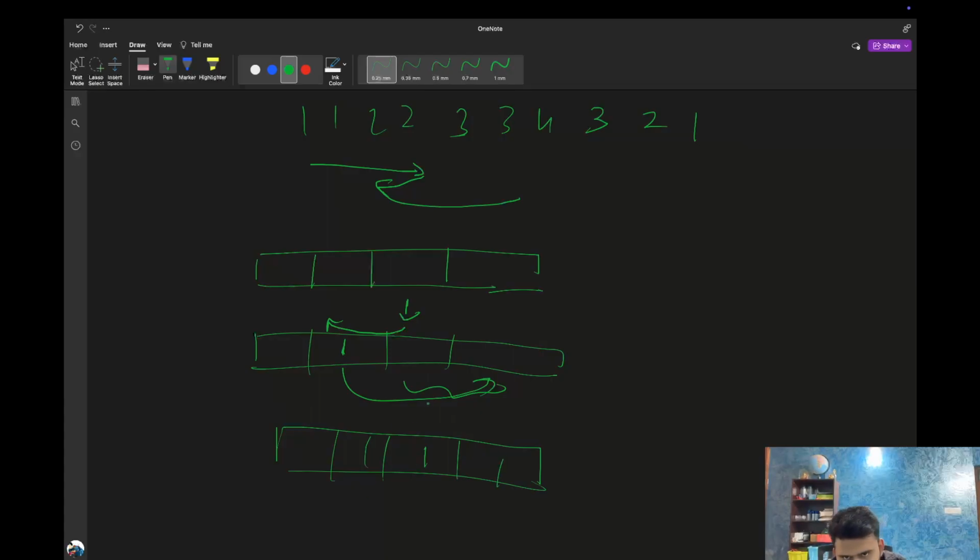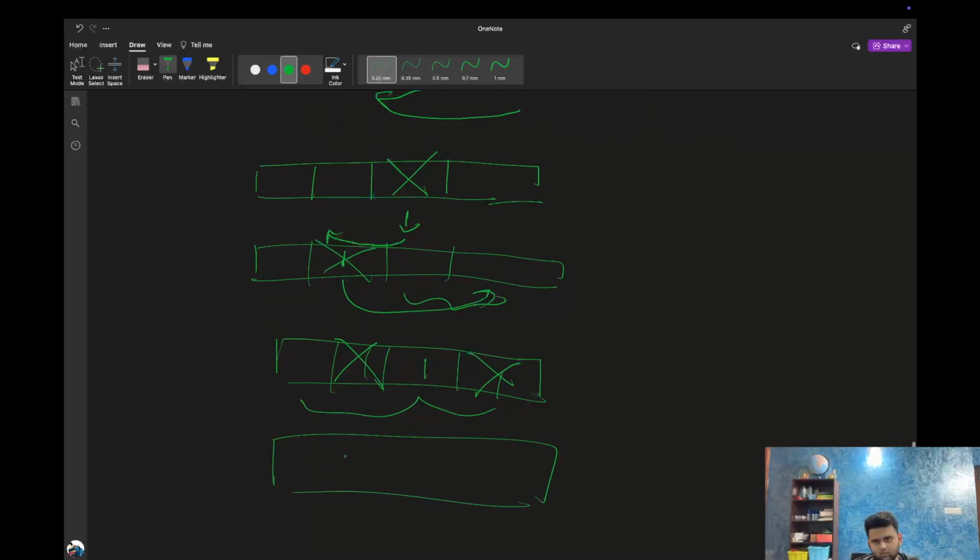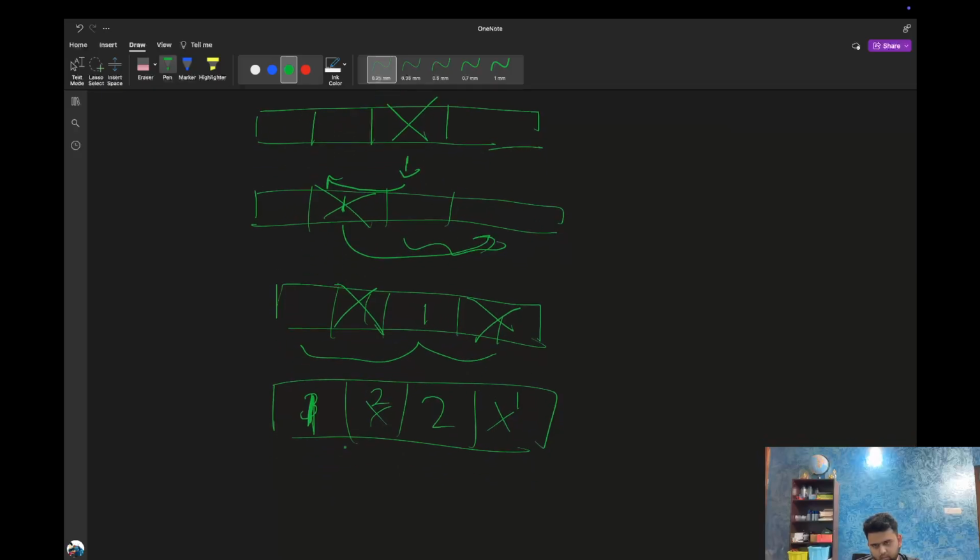But we have to be careful with visited. This is visited, this is visited, and this is visited. Now he can go here or here. So if he goes here, then 2, and then 1. If it goes here, then 2, 1. So the total distance is 3, 4, 6.